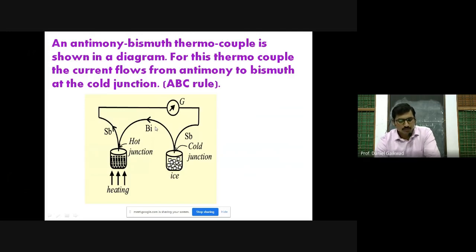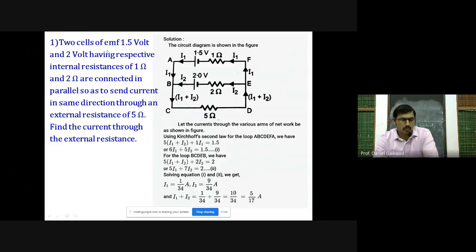Now let us begin with the unsolved problems from the textbook. First of all we read the problem, write down the given, and try to understand what we have been given and what we have to calculate. Now check number one. Suppose two cells of EMF 1.5 volt and 2 volt, having respective internal resistances of 1 ohm and 2 ohm, are connected in parallel so as to send current in the same direction through an external resistance of 5 ohm. Find the current through the external resistance.